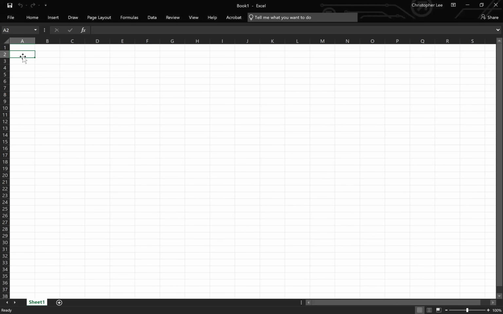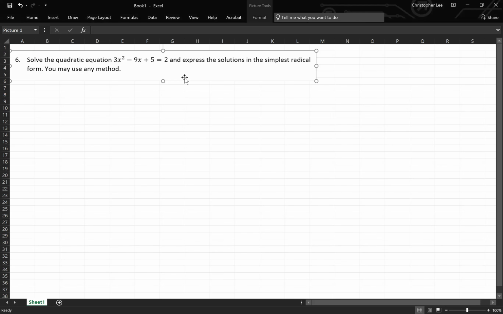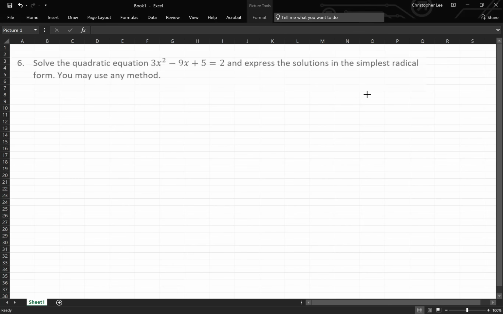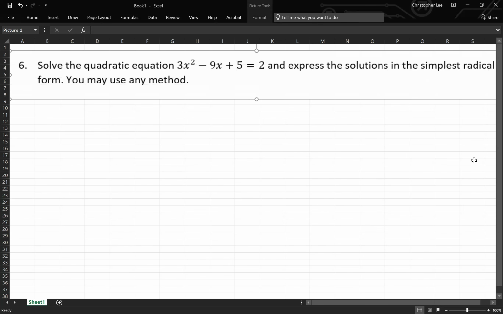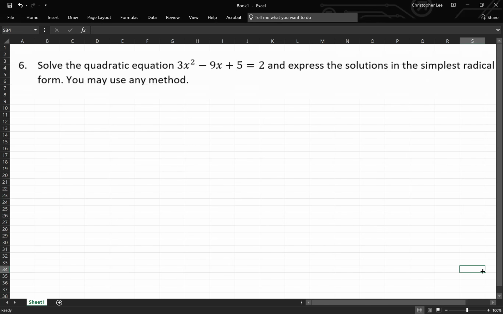So we left off at question 5. This is question 6 on your final. Here you go. Somebody tell me how to do this. It says solve the quadratic equation 3x squared minus 9x plus 5 equals 2 and express the solution in the simplest radical form. You may use any method.